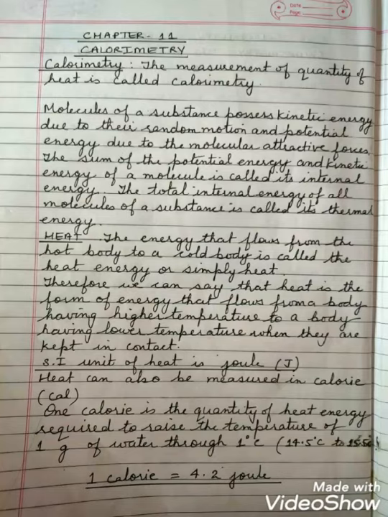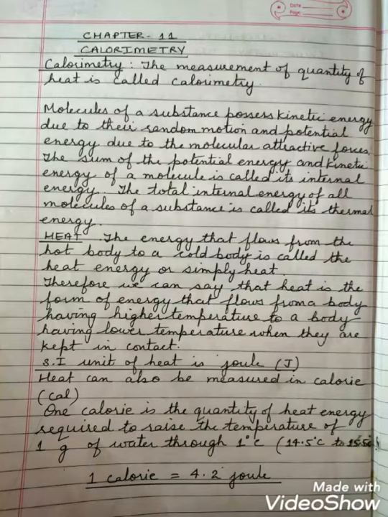The energy that flows from a hot body to a cold body is called heat energy, or simply heat. The SI unit of heat is joule. Heat can also be measured in the unit calorie. 1 calorie is the quantity of heat energy required to raise the temperature of 1 gram of water through 1 degree Celsius, that is, between 14.5 degrees Celsius and 15.5 degrees Celsius, because water expands uniformly between these temperatures.